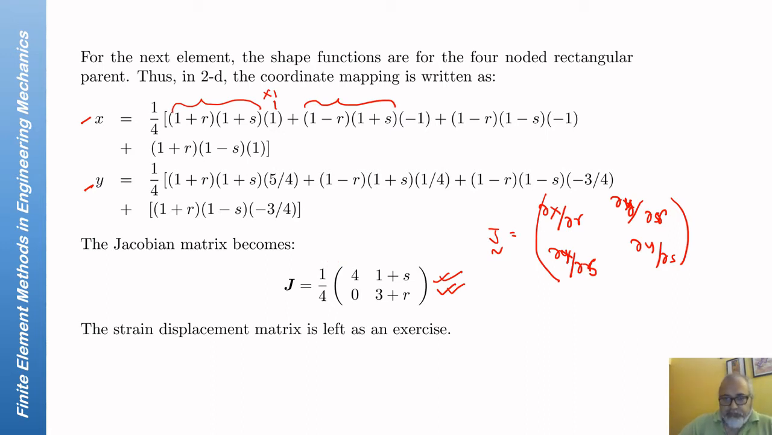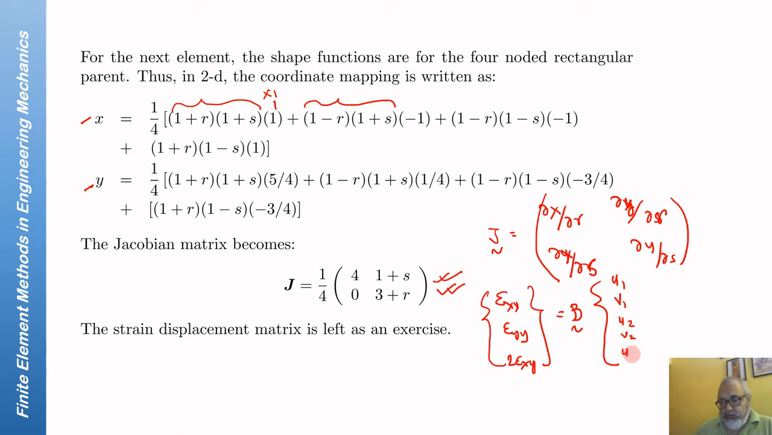So the strain displacement matrix, remember, would connect epsilon xx, epsilon yy, and 2 epsilon xy with, so this is the strain displacement matrix, with u1, v1, u2, v2, u3, v3, u4, v4. So this is the nodal displacement. This is the vector of nodal displacements, and you can use the interpolation to find this out. You will also need the J matrix and the J inverse matrix, which we have called gamma, and you can easily find B in the manner that was shown in the lecture.